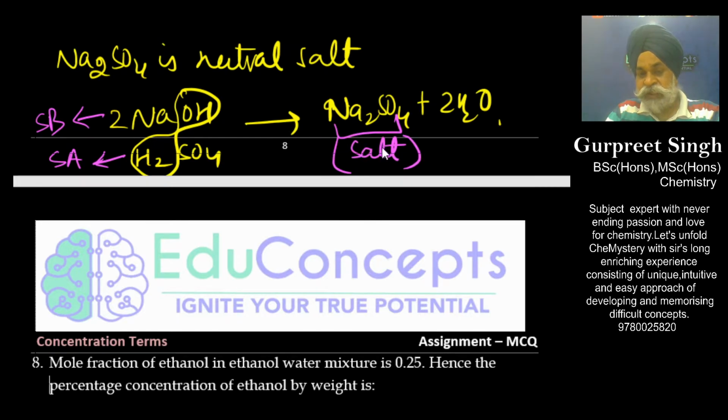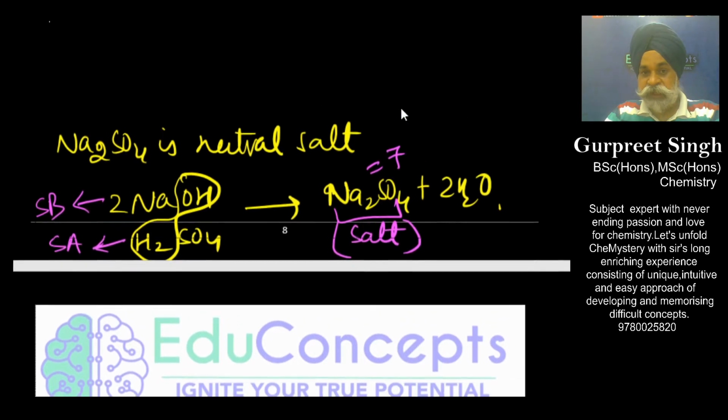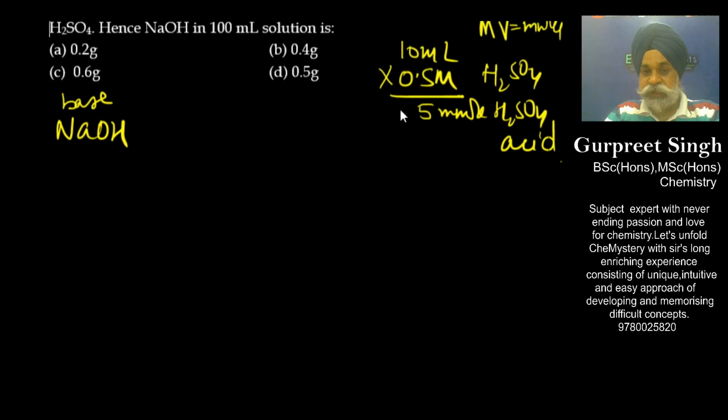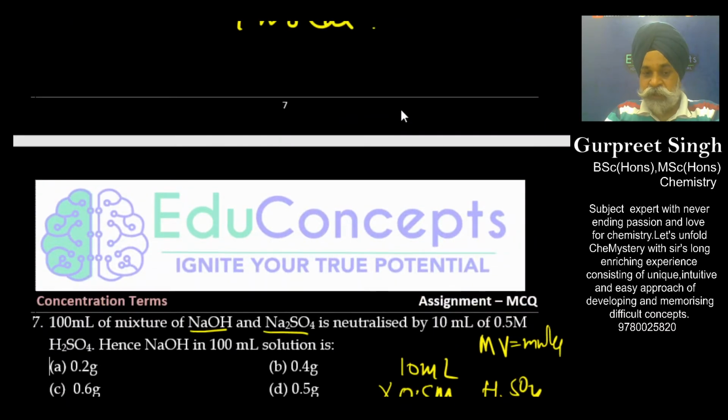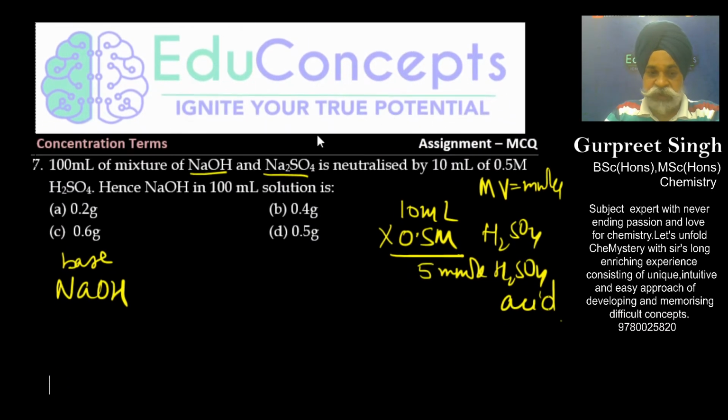A salt of a strong acid and strong base does not undergo hydrolysis, so it would not create a pH less than or greater than 7. It would have a pH equal to 7. As a matter of fact, this salt, if given a chance to react with an acid or a base, won't react with either. So when NaOH and sodium sulfate are in the solution, only sodium hydroxide is going to react with sulfuric acid.